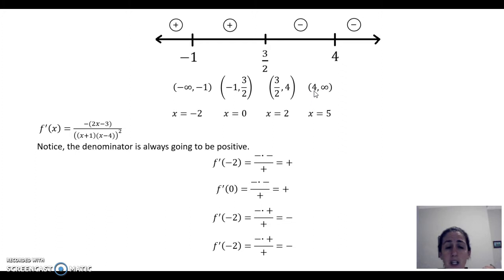So from this information, we can determine where the function is increasing, here and here, and where the function is decreasing, here and here. And then we'll talk about local extrema. Local minimums happen when you switch from the derivative being negative to positive. That didn't happen. And you'll have a local maximum where your derivative switched from positive to negative, and that did happen.